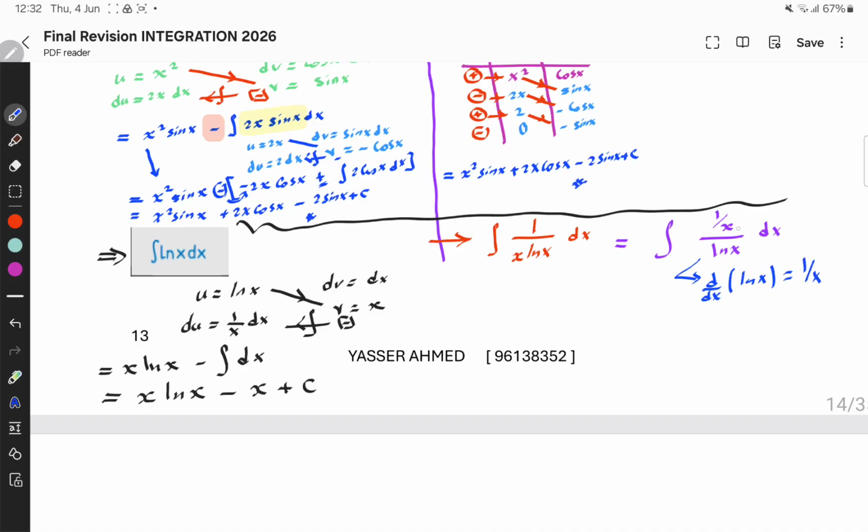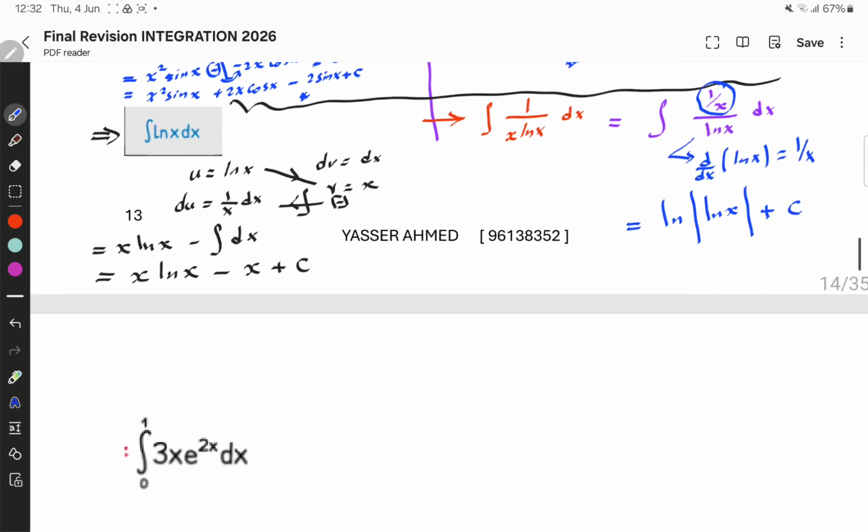So in this way, you can use f prime over f. So it's equal to ln of the denominator. What is the denominator? It's ln x, inside modulus, all of that plus c. So if you get a question like that, 1 over x ln x, we just divide up and down by x to write it as f prime over f.